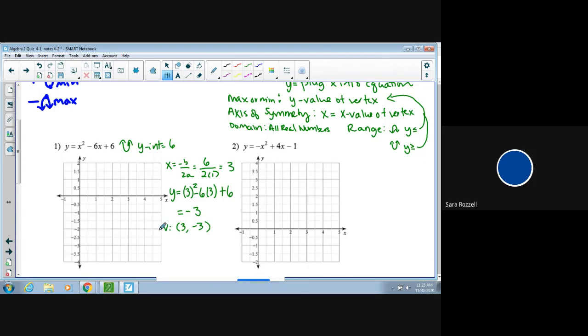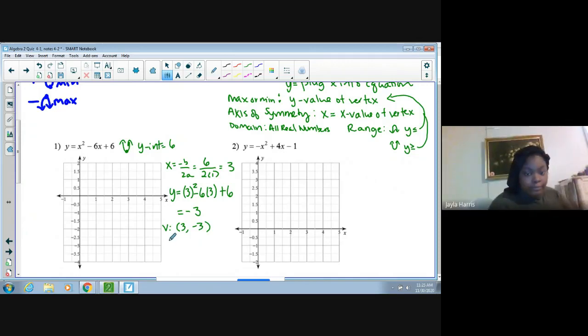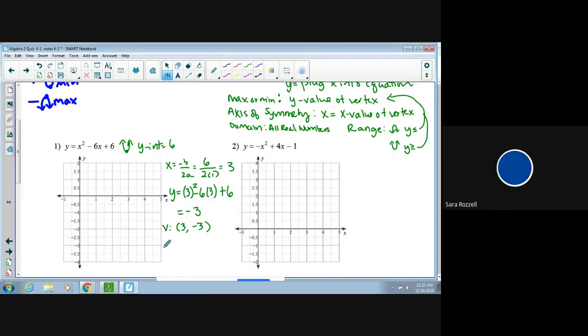Was this going to be a maximum or a minimum value? Remember, our parabola is upward. So is this a max or min? Min. It's a minimum. And the minimum value is always the y value of your vertex. So the minimum is negative 3.